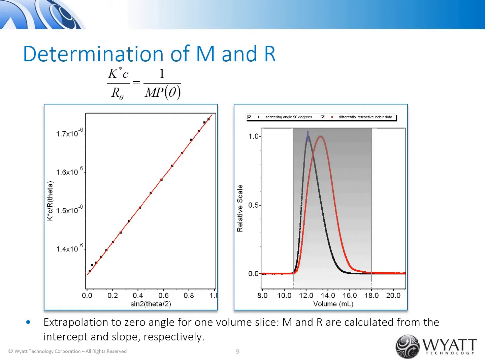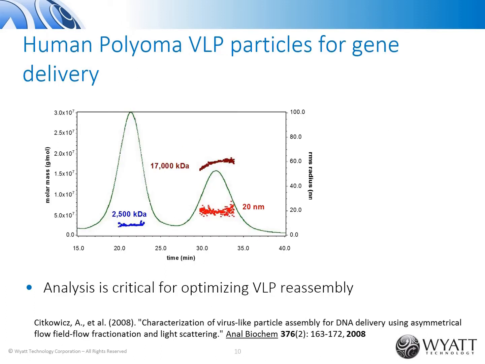Now let's move on and look at a real-life example of a complex sample and see which information we can get from FFF-MALS. Here is an example taken from literature. Human polyoma VLP particles were developed for gene delivery.